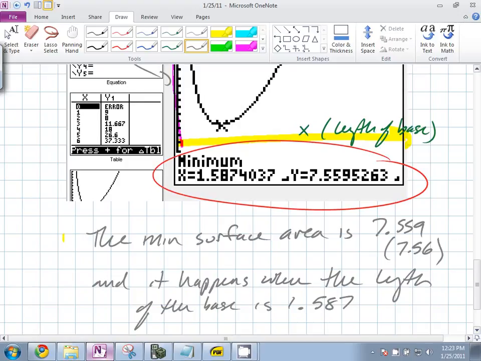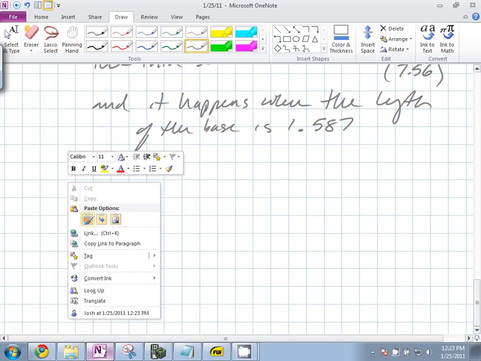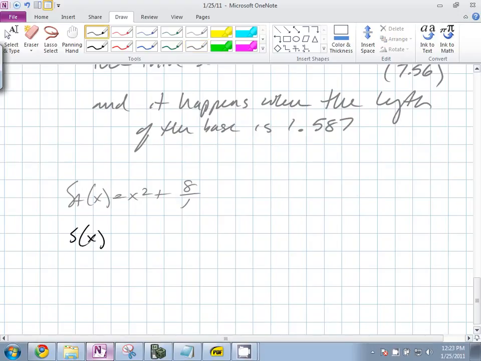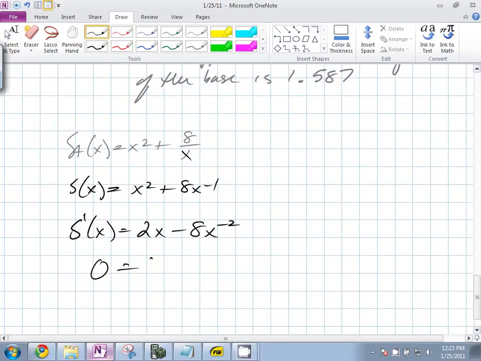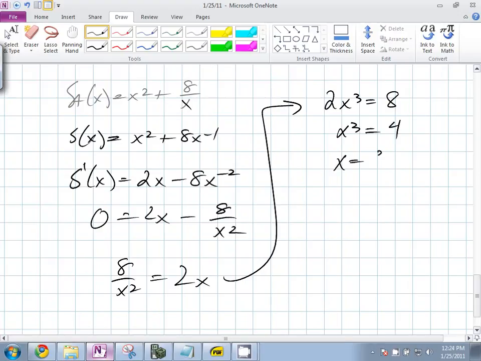Now, later when you take calculus, you're going to learn how to find the minimum by hand. This is what the work looks like, just to give you a preview. Surface area of x is x squared plus 8x to the negative 1. S prime, which you'll learn about in calculus, is 2x minus 8x to the negative 2. Set it equal to 0: 2x equals 8 over x squared, which means that 2x cubed is equal to 8. So x cubed is equal to 4. So x is equal to the cube root of 4.